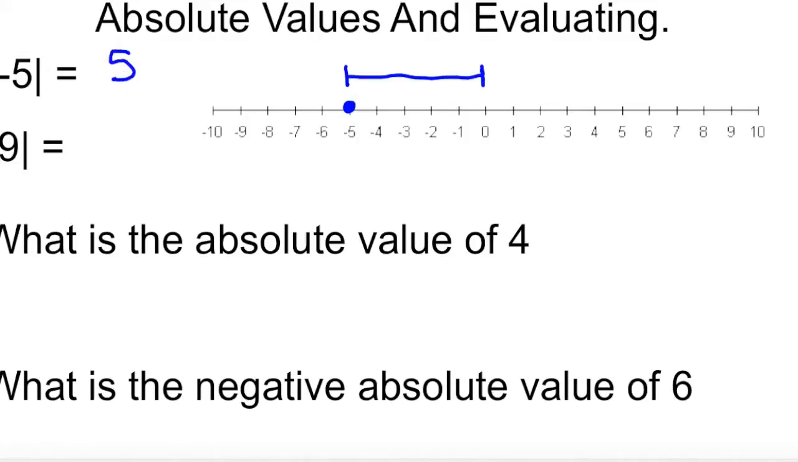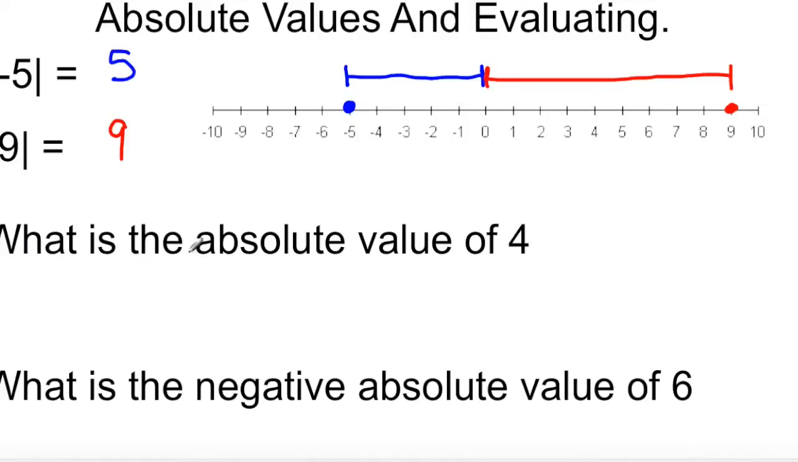Now, in our next example, we have the absolute value of +9. Now if I find 9 on the number line right over here, I trace its distance to 0, I'm going to see that I'm still only 9 units away, so this is going to be +9.